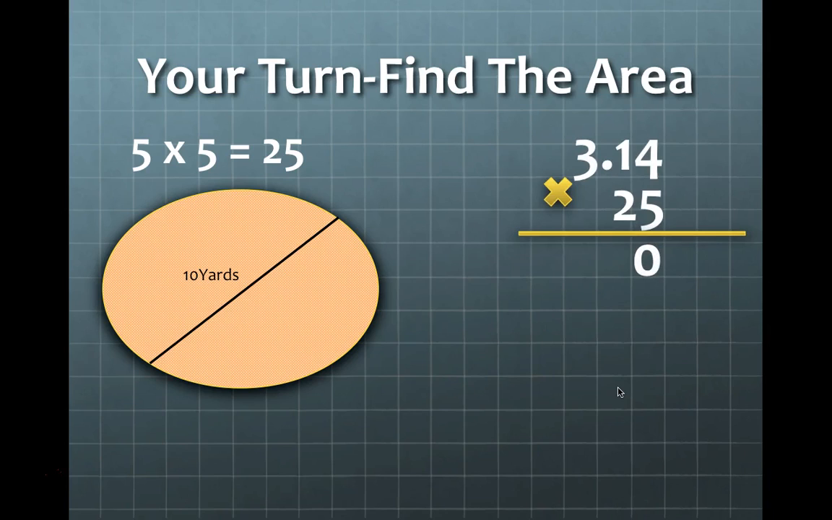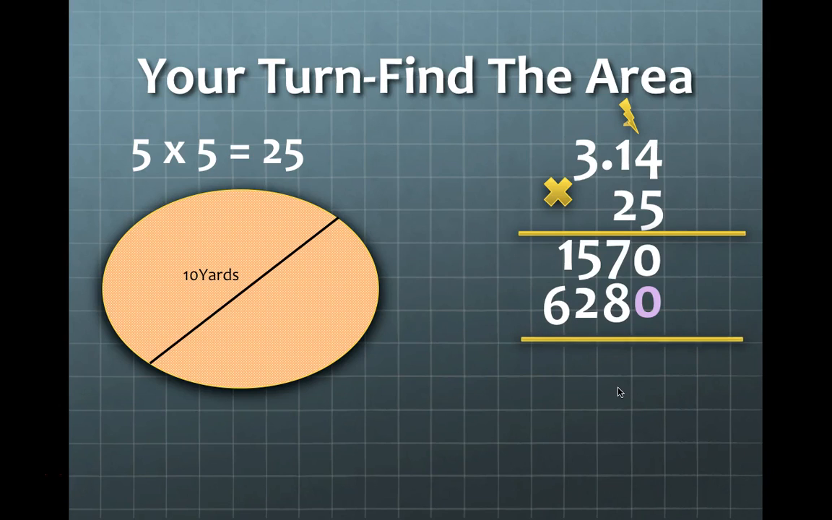And 5 times 4 is 20. 5 times 1 plus 2 is 7. 5 times 3 is 15. The place value 0 goes down. 2 times 4 is 8. 2 times 1 is 2. And 2 times 3 is 6.